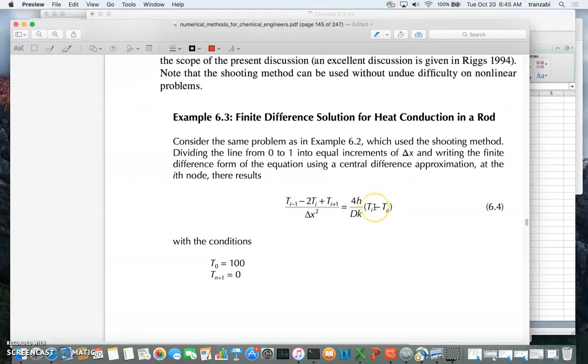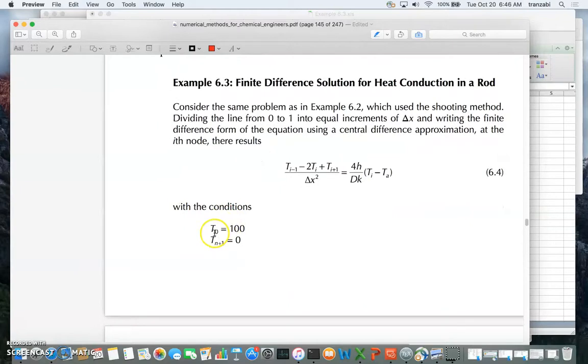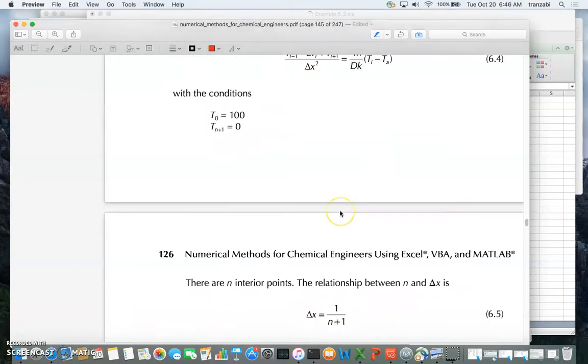Okay? So then we have two boundary conditions. At the one end T0 is 100, the temperature at the other end is 0. So if I discretize my domain into n plus 1 points, or n intervals, then T at n plus 1 is 0. Okay, so we're going to plug in i from 1, 2, 3, all the way to n. And we're going to write these equations one by one.